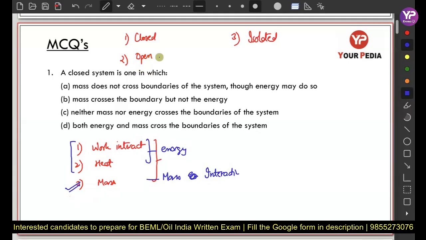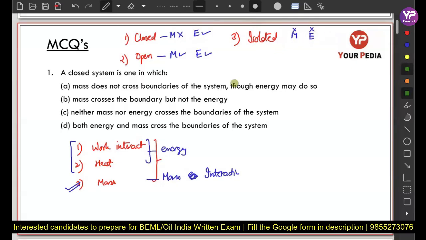For example, in the case of an open system, both mass and energy interaction can take place. Whereas if we just see the closed system, the mass interaction does not take place. The mass of the system remains constant, whereas the energy interaction can take place. In the case of an isolated system, neither mass interaction nor energy interaction is taking place here.